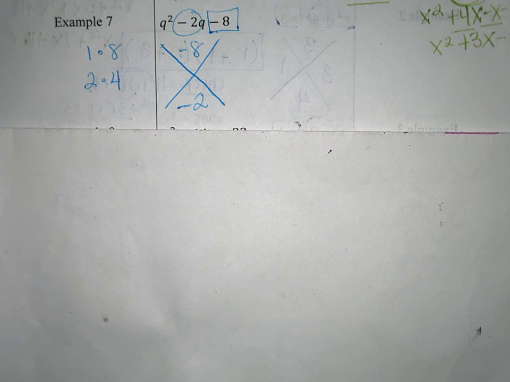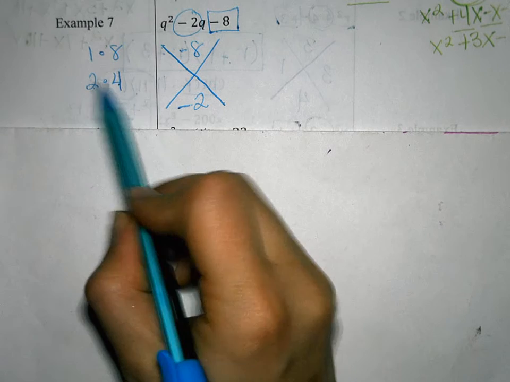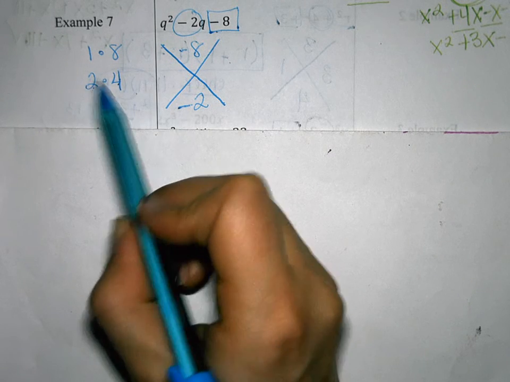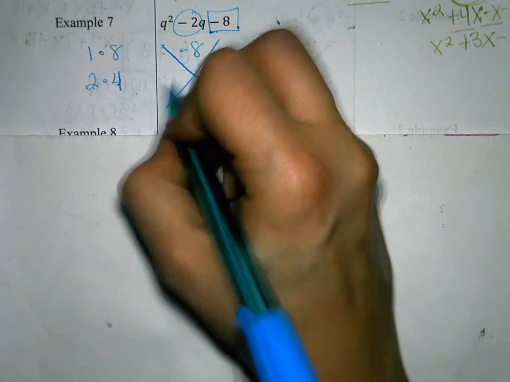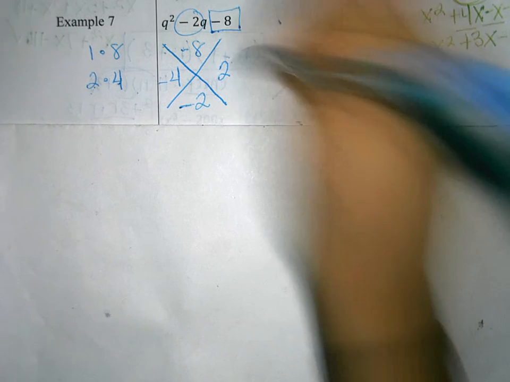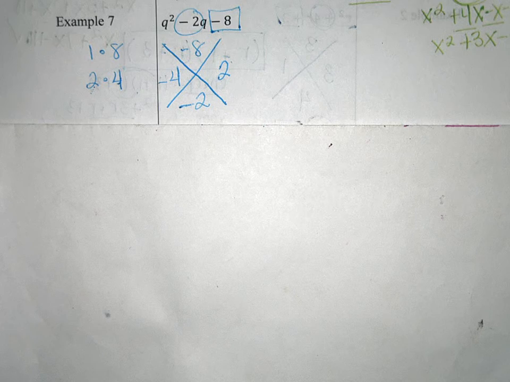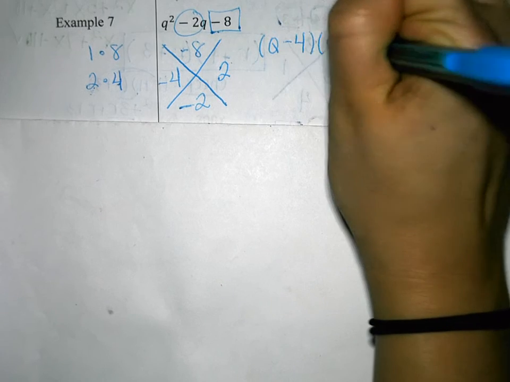Now let's think about it. 4 minus 2 gives me positive 2. But 2 minus 4 gives me negative 2. So I think my 4 has to be negative, and my 2 has to be positive. So that would mean q minus 4 times q plus 2.